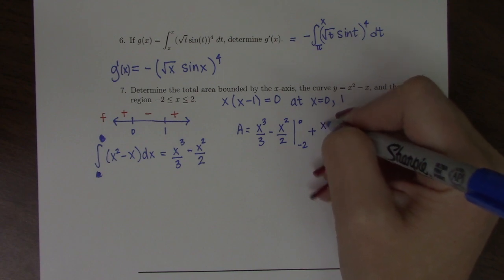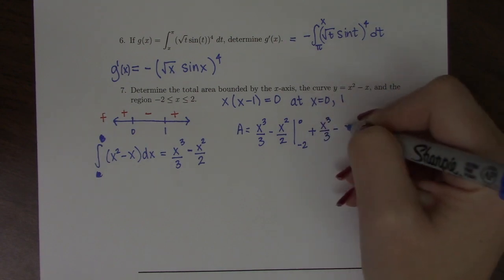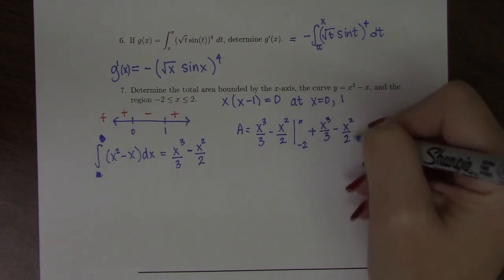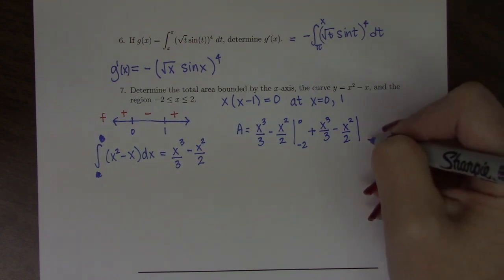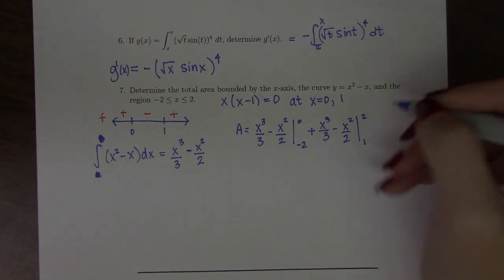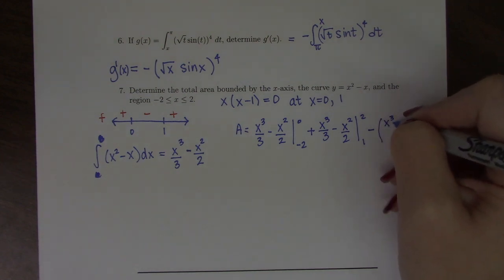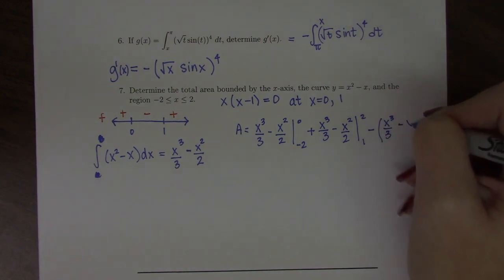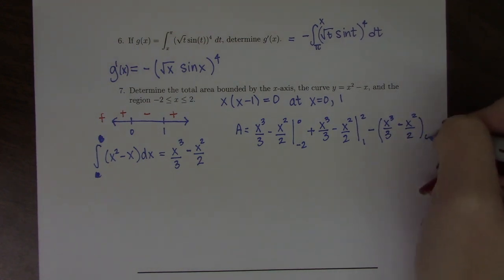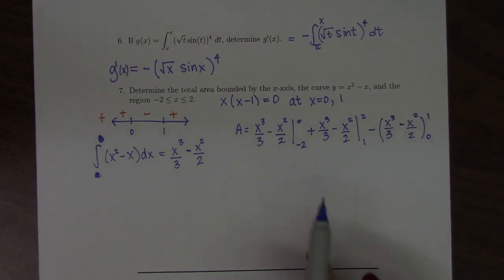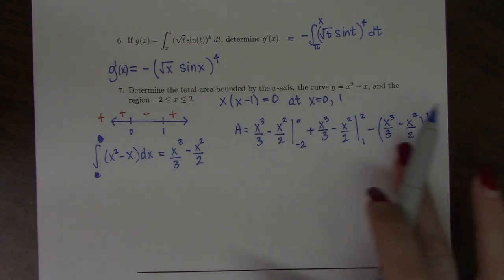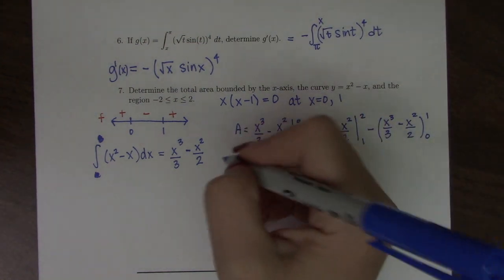We're going to add that to the area that we get when we evaluate the integral from 1 to positive 2, and then we're going to subtract the area we get when we evaluate it from 0 to 1. So these are all the positive areas added together and subtracting off the negative.